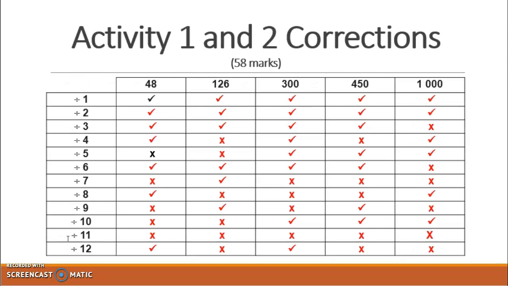Activity 1 and 2 corrections. Correct your work and give yourself a mark out of 58.